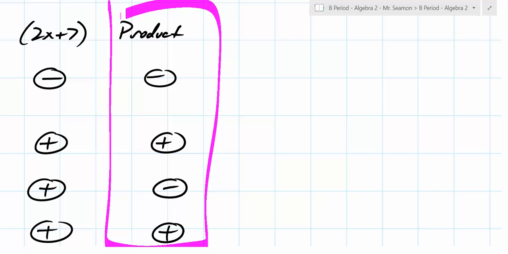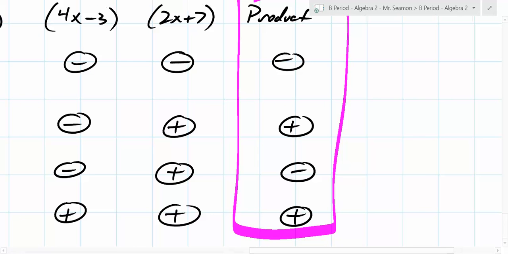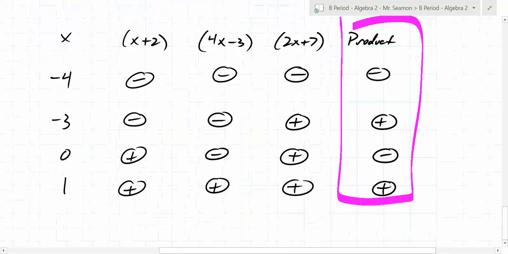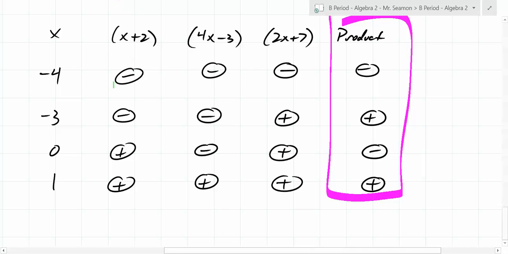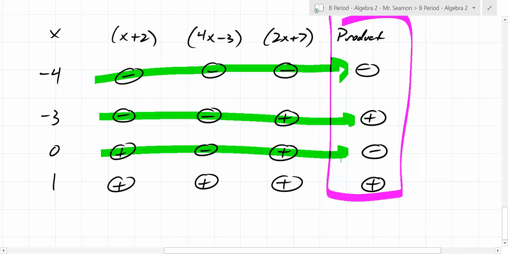You could have 2 negatives in a row. It's not guaranteed to alternate. How do you know what the product is? Because, for example, a negative times a negative times a negative is a negative. So you just do the products across. What is the product of those?